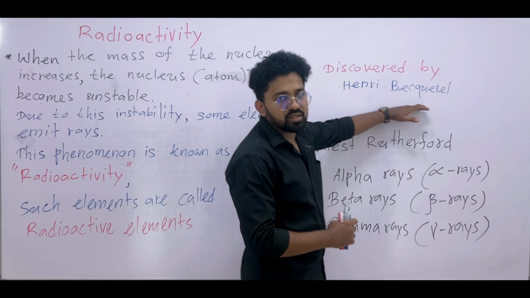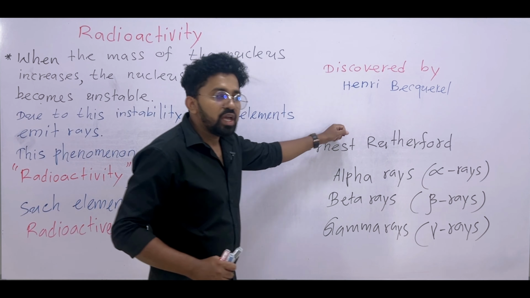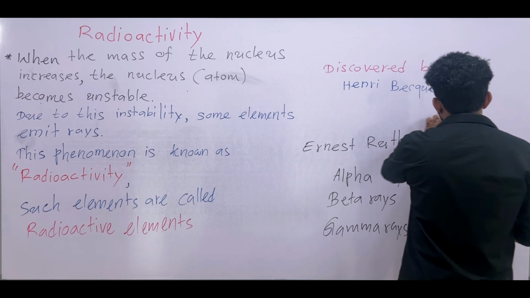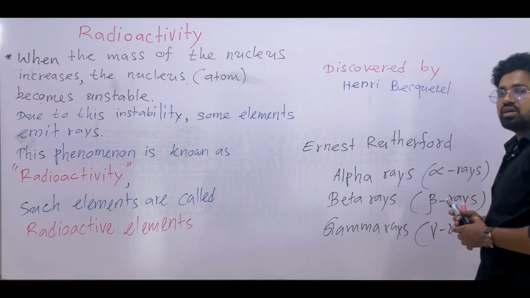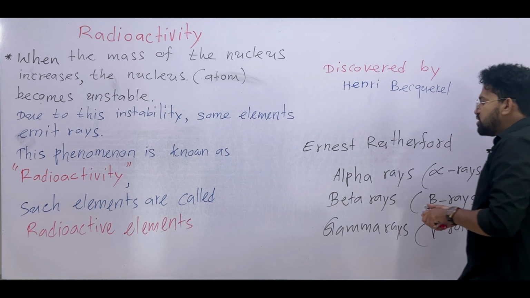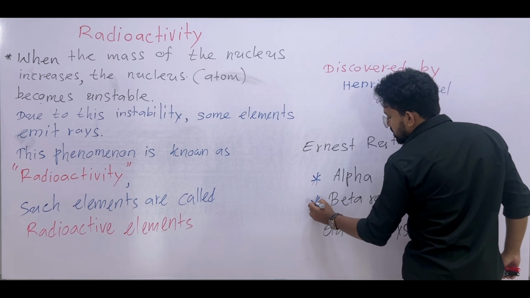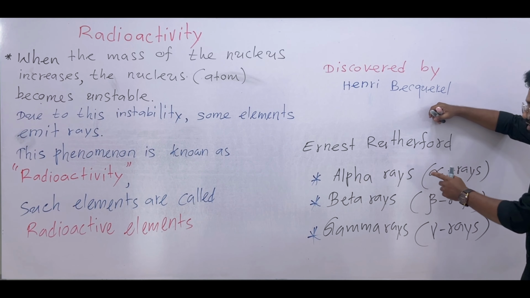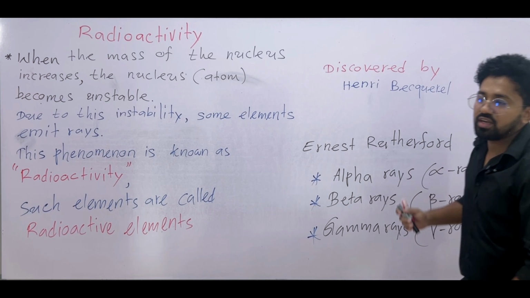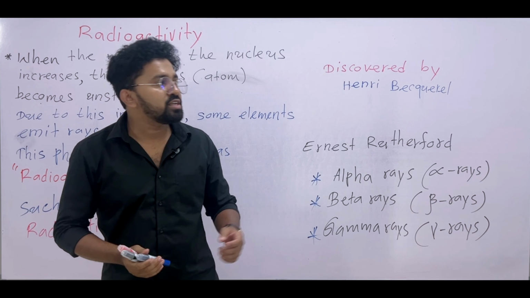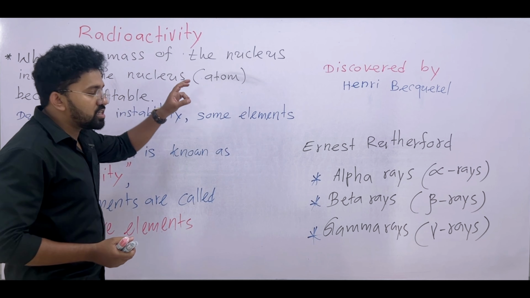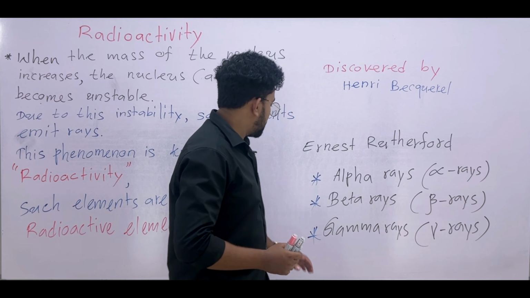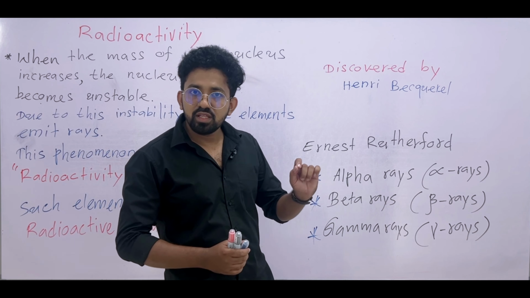Radioactivity was discovered by Henry Becquerel. Ernest Rutherford did further experiments regarding radioactivity, and he identified three types of rays: alpha rays, beta rays and gamma rays. So those are the basic facts regarding radioactivity, and in the next part we have to learn about the properties of alpha rays, beta rays and gamma rays.